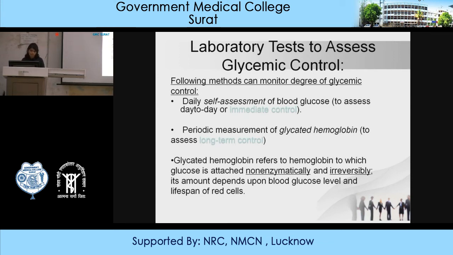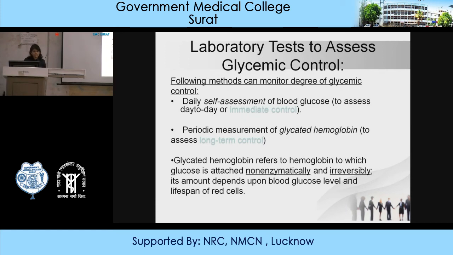Now let's go into detail about glycated hemoglobin. It refers to hemoglobin to which glucose is attached. These are two very important words, non-enzymatically and irreversibly, because its amount depends upon the blood glucose level and the lifespan of RBC. So it is very essential that we are measuring glycated hemoglobin, which reflects the amount of glucose which is attached to RBCs non-enzymatically and irreversibly.